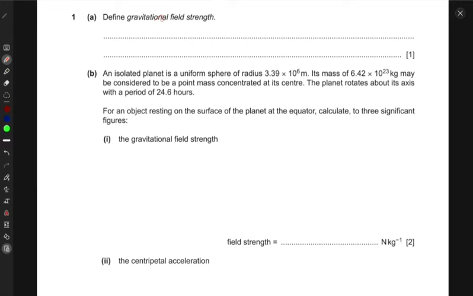Define gravitational field strength. So again, they're saying define, which means that we will usually talk in terms of the mathematical expression. We know that gravitational field strength is defined as the gravitational force exerted on a unit mass. So it's the gravitational force that is acting per unit mass. Force acting per unit mass.